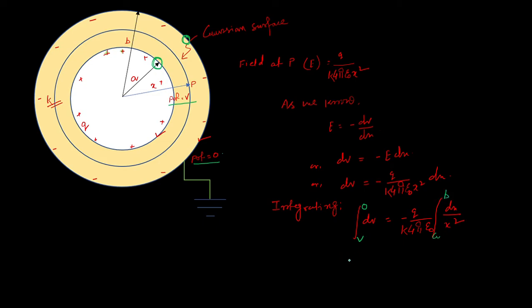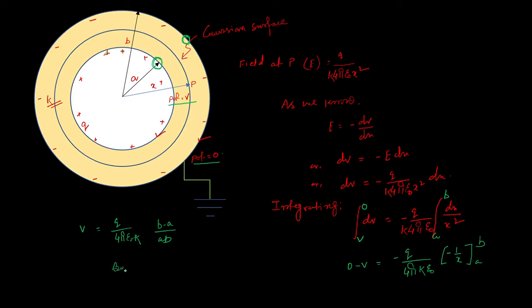Now integrating and putting the limits, we get 0 minus V is equal to minus Q by 4 pi k epsilon naught into minus 1 by x, and the limit will be a to b. Definitely the two minus signs will cancel each other, so we simply remove the negative sign on both sides. So what we get is V is equal to Q by 4 pi epsilon naught k into b minus a by ab.